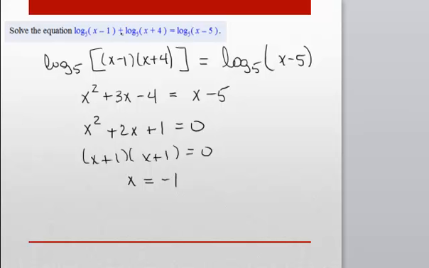Now let's check this and make sure it works. If you were to put in a negative 1 here, you will get negative 1 minus 1. Your argument is not allowed to be negative. That means this particular equation has no solution.